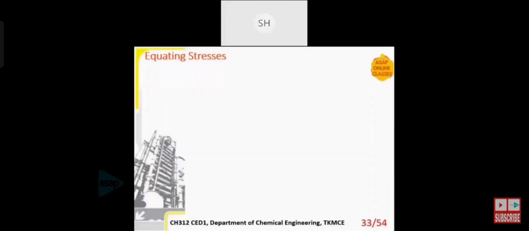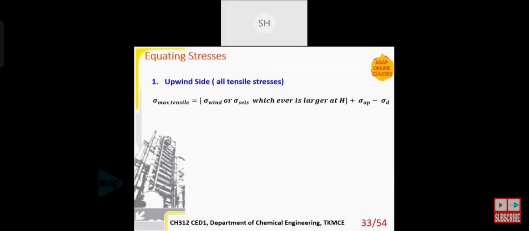So now we have all these stresses, the compressive as well as tensile stresses, everything we have. Now we have to equate these stresses and solve for X. That is our objective. We are equating these stresses for the upwind side as well as the downwind side separately. In the upwind side, we assume all stresses to be tensile, as it leads to elongation of the vessel. So the maximum tensile stress is sigma wind or sigma seismic, whichever is larger at capital H, plus sigma AP minus sigma D. Sigma AP is the axial pressure stress, and sigma D is due to the dead weight.